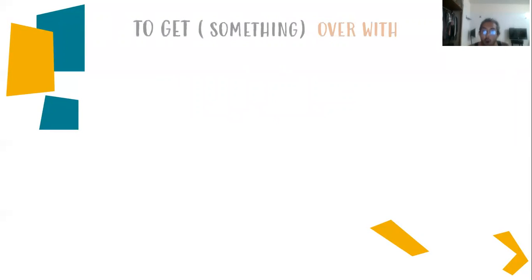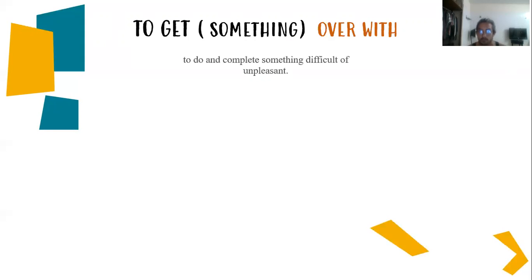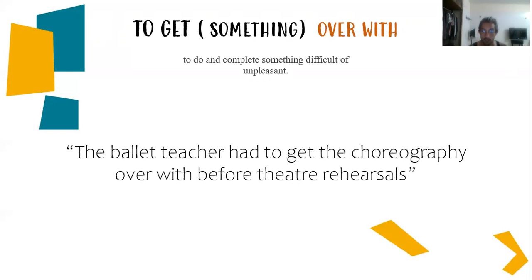Now, if we add over with, to get something over with, its meaning will be to do and complete something difficult or unpleasant that must be done. If we get something over with, we experience the end of it. So we can say the ballet teacher had to get the choreography over with before theater rehearsals. So basically, we're saying that the teacher had to finish the choreography, right?